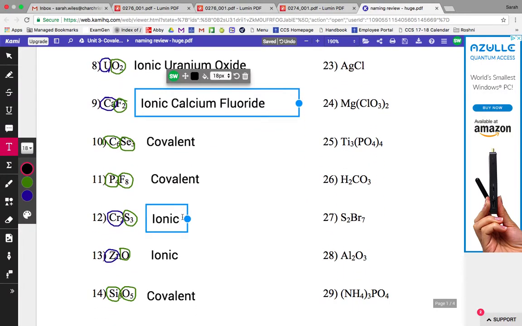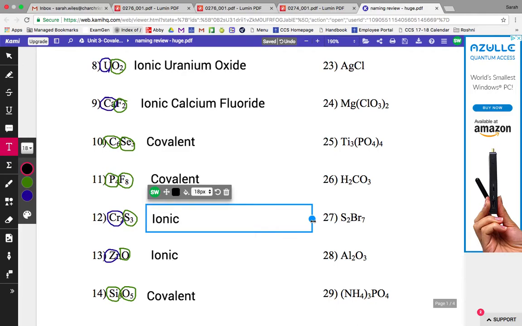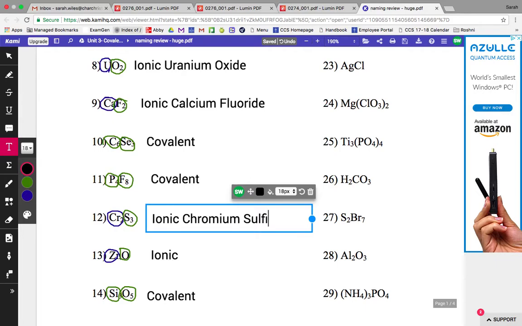Ten is covalent, so today we're skipping it. 11 is covalent, today we're skipping it. 12 is ionic. Name the cation and the anion. The cation is chromium. The anion is sulfur. We change the ending of the anion to "ide," chromium sulfide.